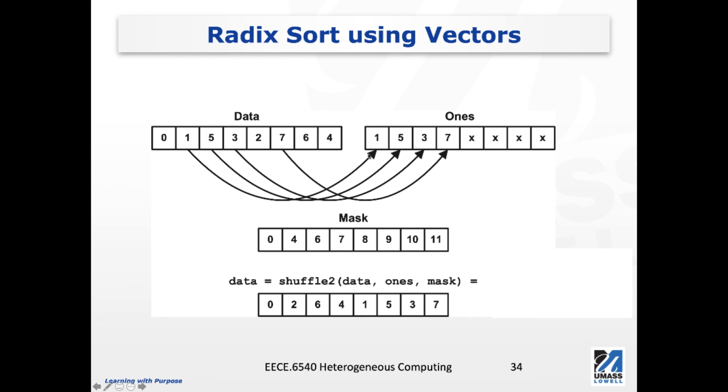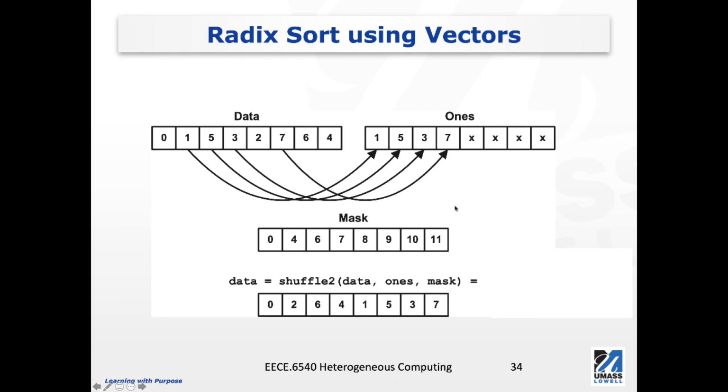Now for the other set of numbers, the numbers that have 1 on the least significant digit, we're going to put their indices to the remaining positions. So we'll have 8, 9, 10, and 11.